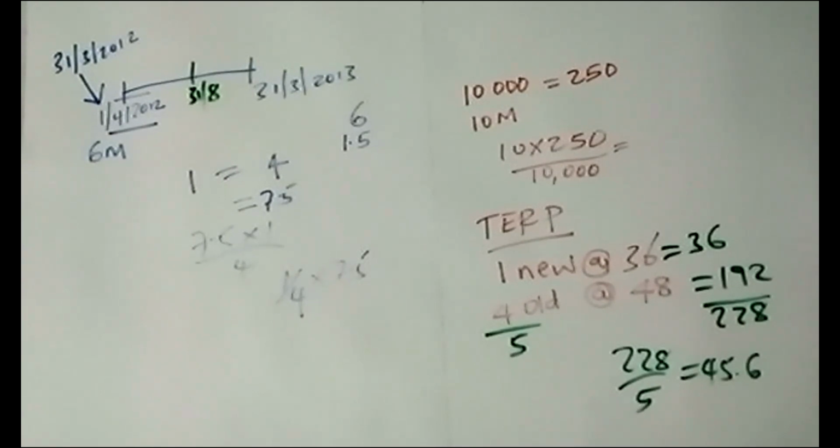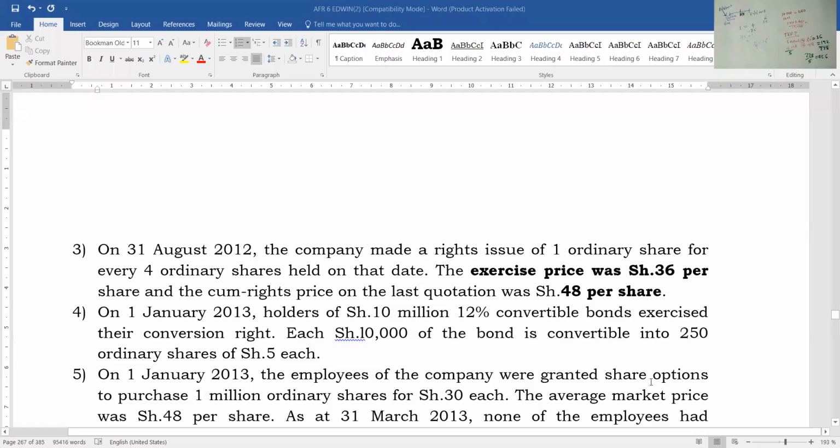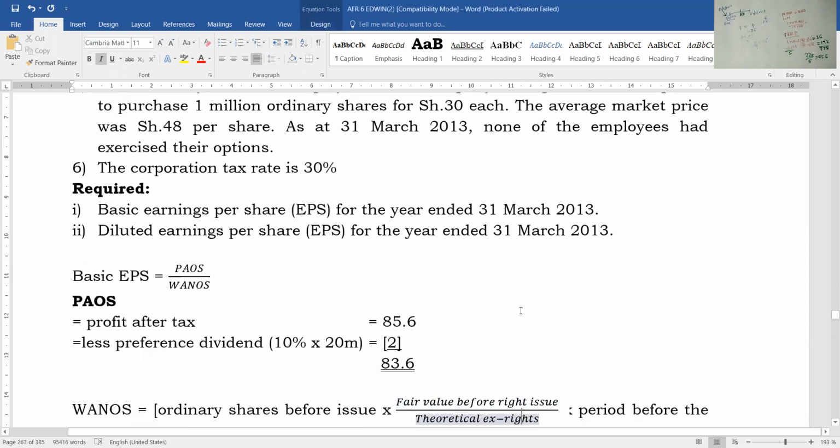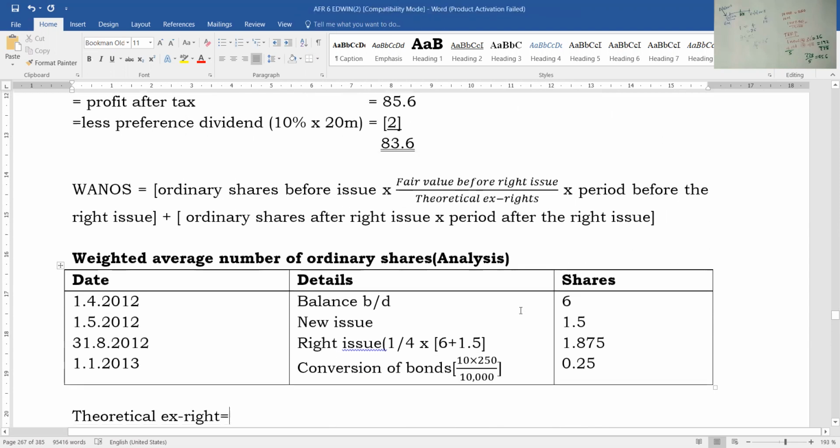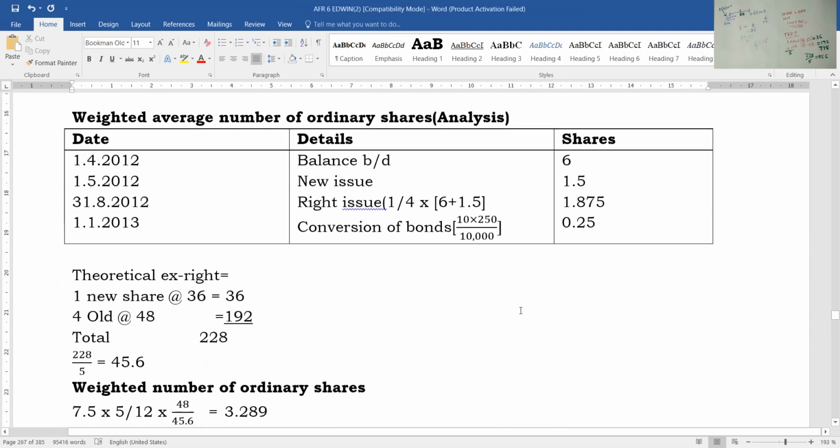So that is how you always determine the period before. You have to determine when the financial year is starting and when it is ending. Draw that line, mark when the right issue took place, then count the period before and the period after. That is how you make it easy. For the earnings per share, these dates are very important.